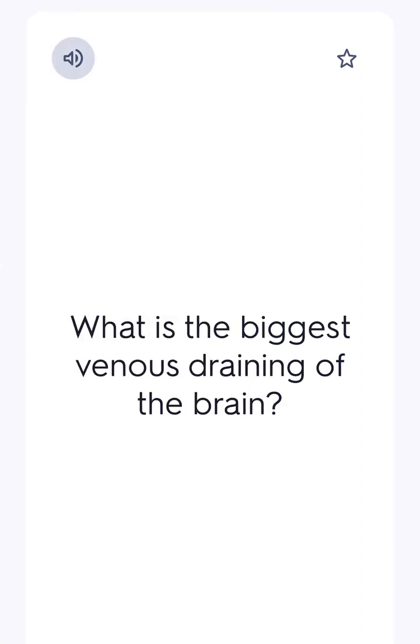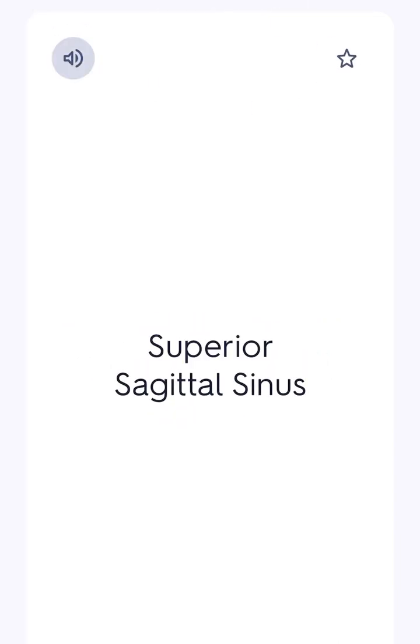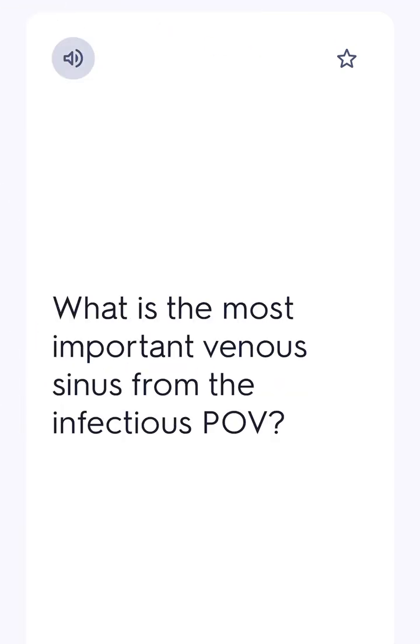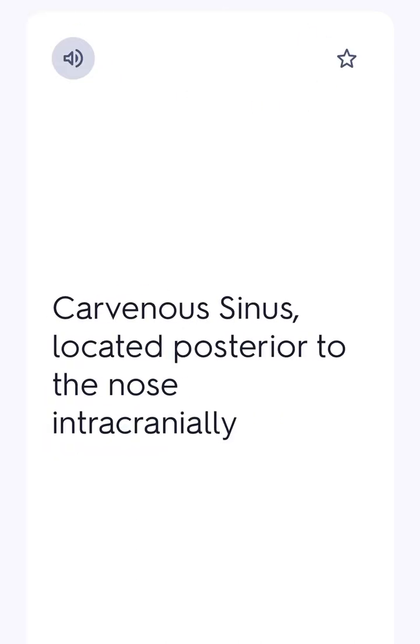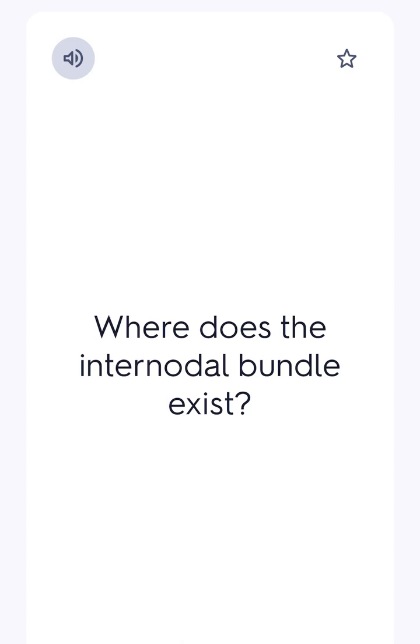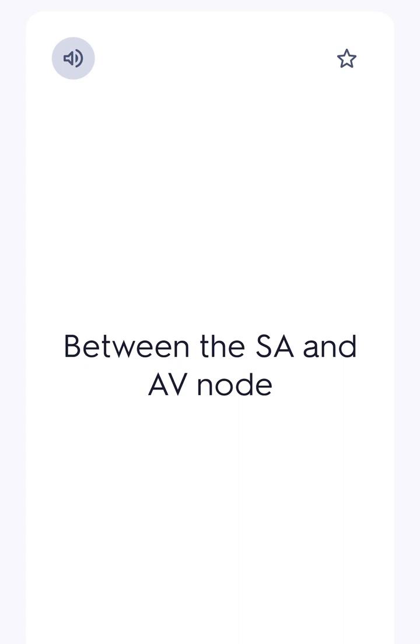What is the biggest venous draining of the brain? Superior sagittal sinus. What is the most important venous sinus from the infectious point of view? Cavernous sinus, located posterior to the nose intracranially. Where does the internodal bundle exist? Between the SA and AV node.